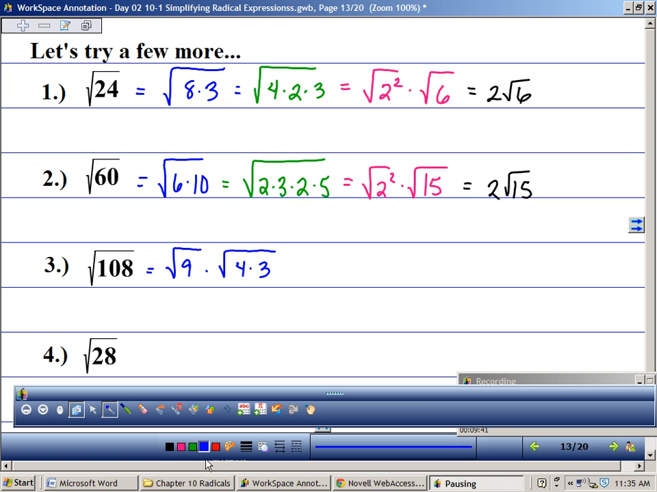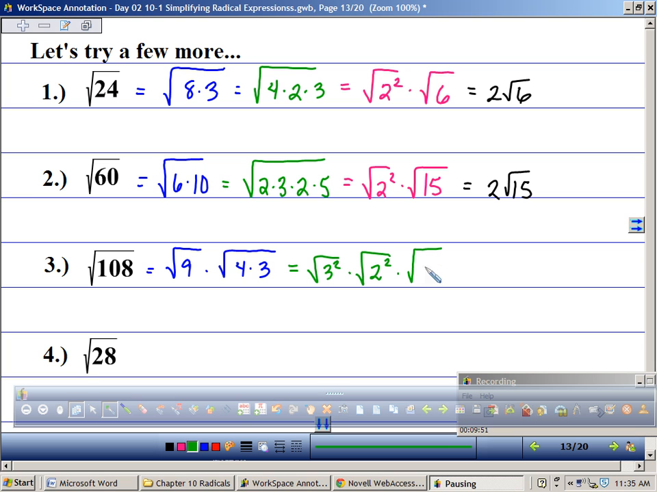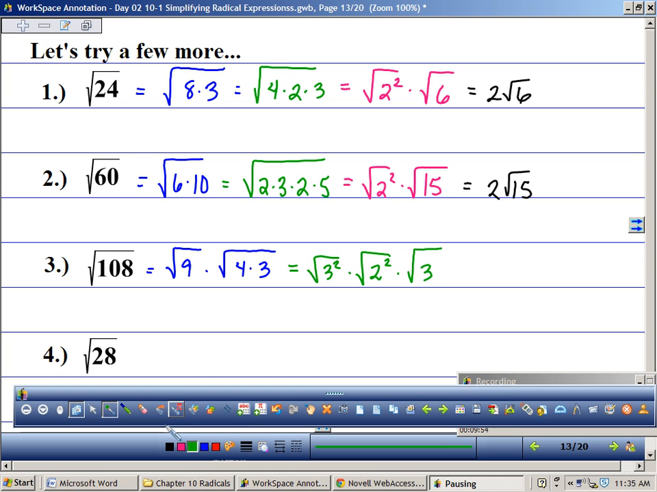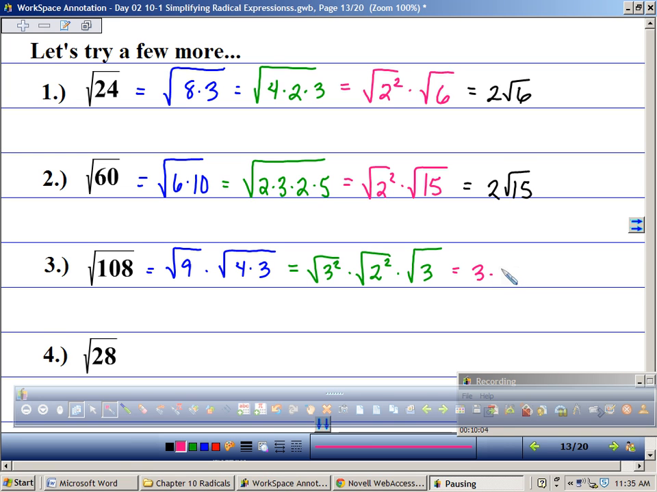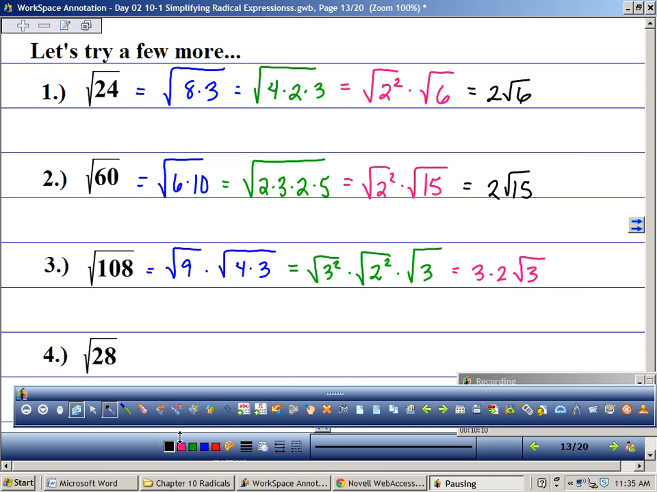And factoring. Alright, so now what do I have? I have a 3 squared. I have a 2 squared. And what am I left with? A 3. What gets kicked out? Inverses. A 3, a 2, what's left over? A 3. So this actually simplifies to 6 root 3. So far so good?